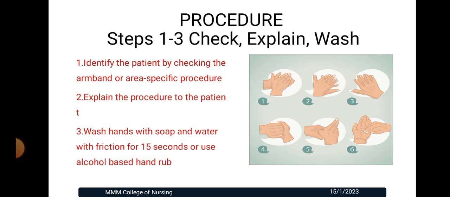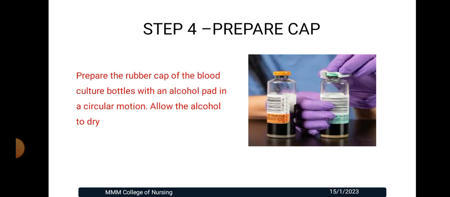Procedure: Steps 1 to 3: check, explain, and wash. Identify the patient by checking the armband or area specific procedure and explain the procedure to the patient. Wash hands with soap and water with friction for 15 seconds or use alcohol based hand rub. Step 4: prepare cap. Prepare the rubber cap of the blood culture bottles with your alcohol pad in a circular motion. Allow the alcohol to dry.